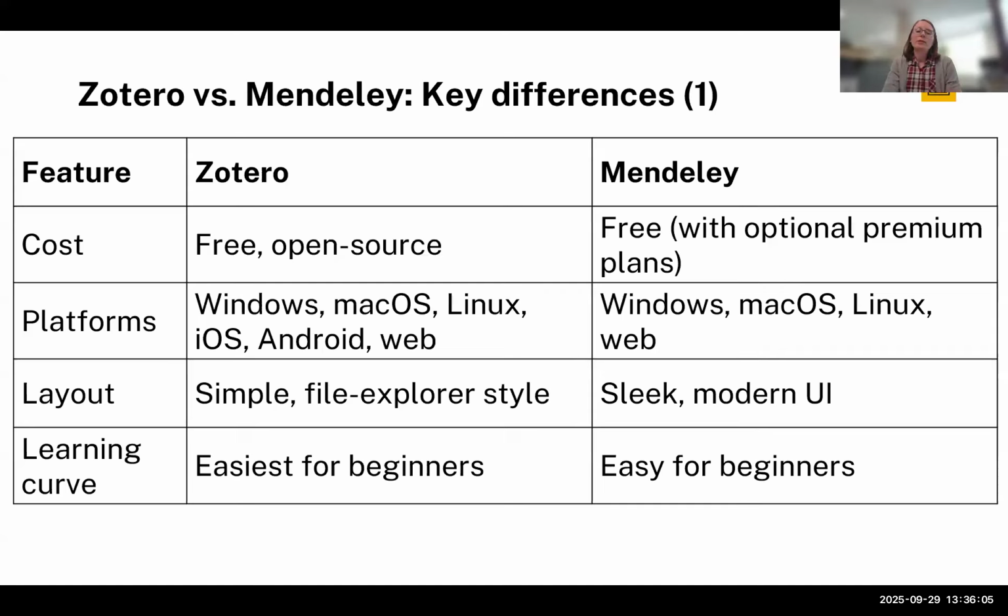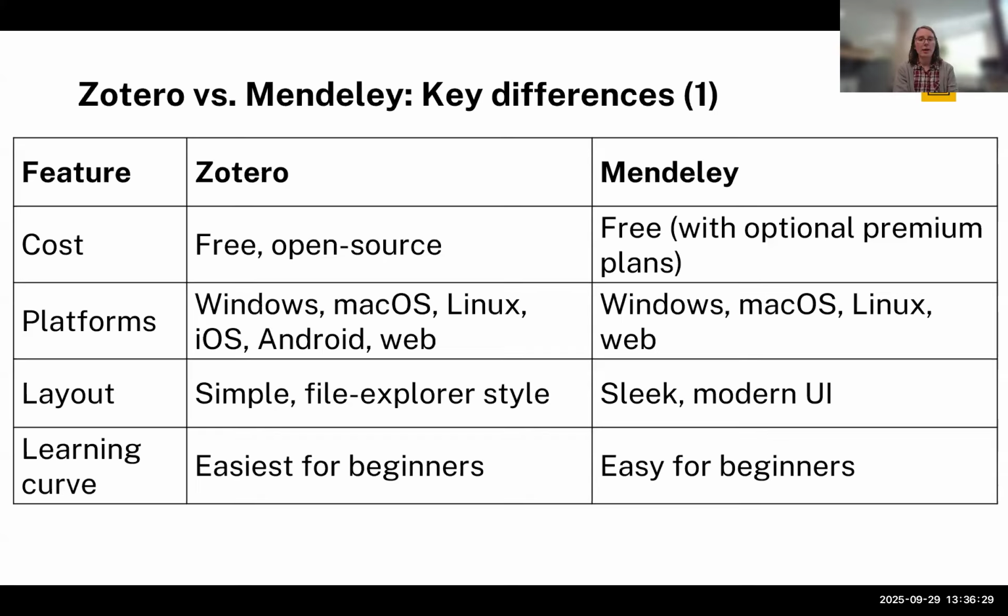So let's talk a little bit about some of the key differences. As I said, both Zotero and Mendeley are free. Zotero is open source, and they provide additional storage capacity if you want to pay. That's the same thing with Mendeley. It's free, but they have optional premium plans where you can get more tools and more features as well as more storage. The platforms are fairly similar.